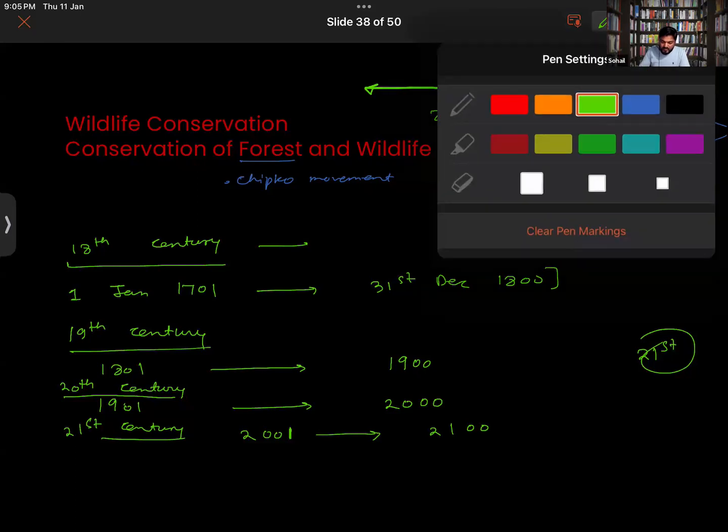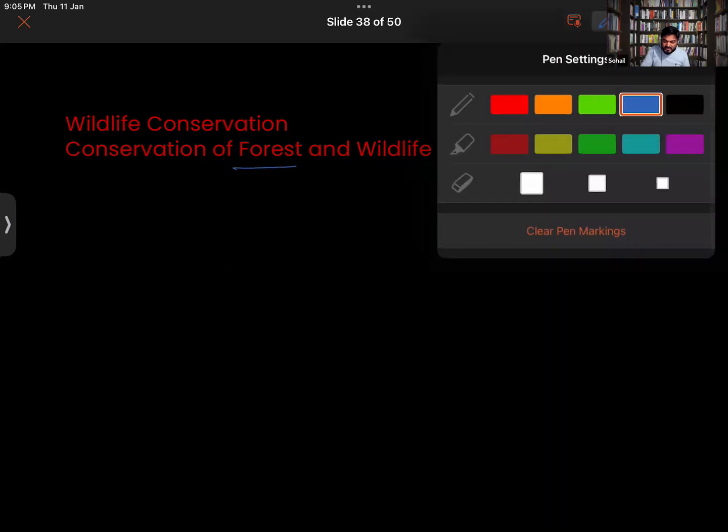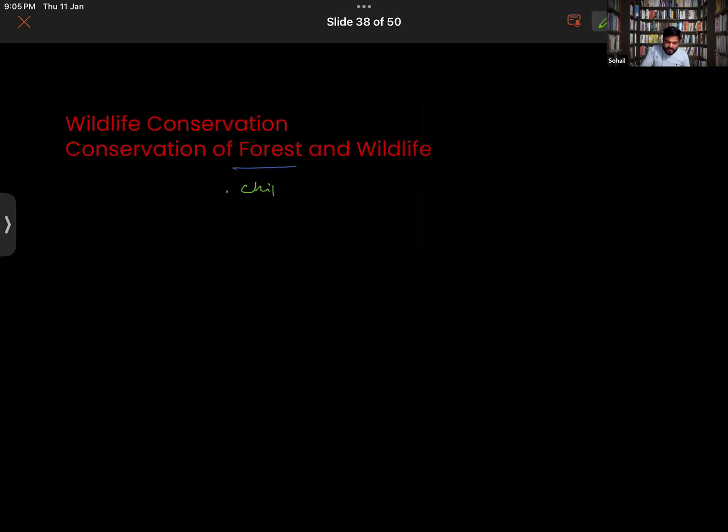Moving back to what we were discussing. I told you there have been several movements, like the Chipko Andolan in India, or Chipko movement. Andolan basically means movement. Its background dates back to the early 19th century, but the movement gained its peak in 1973, so the 1970s basically. So hope that is clear.